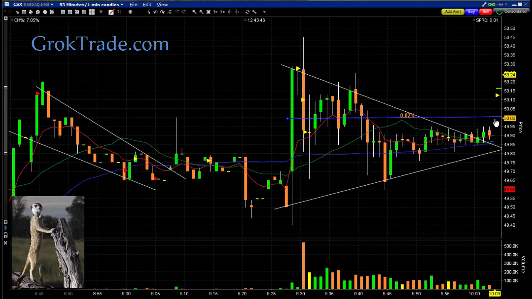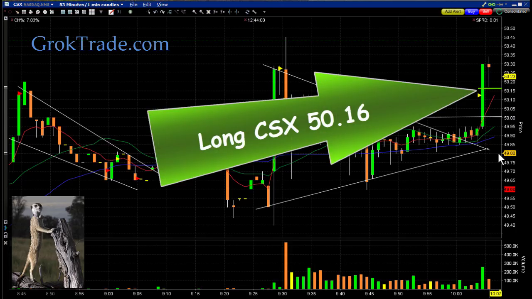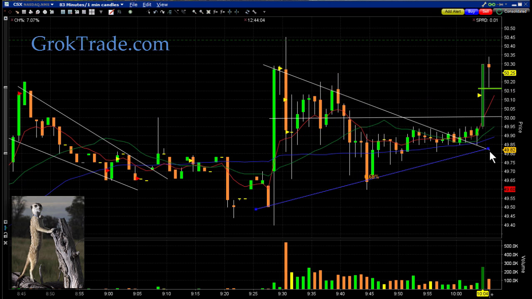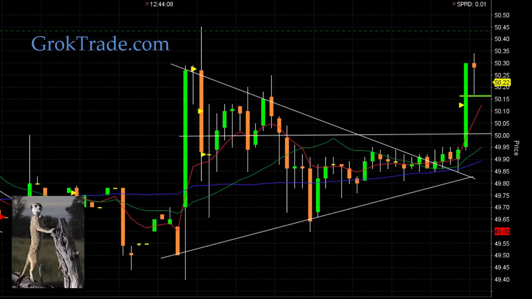I set my trade; it had to be above $50 because $50 is a major area of potential resistance. Boom, there it goes. Look at it. It broke up to the upside, and I got in long at $50.16. I'm long. I'm going to set a stop right down here, underneath all of these support and resistance areas, and let's see what happened after that.